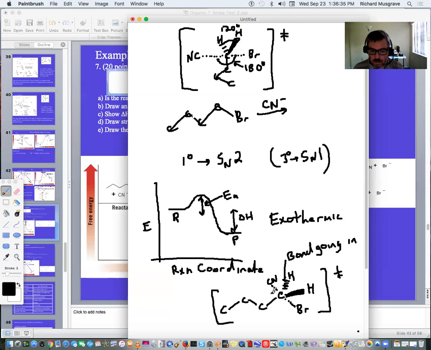The dots here indicate partial bonds. Bonds that are forming or in the process of forming or breaking. So we'll call them partial bonds. But they're dots, they're not dashes.